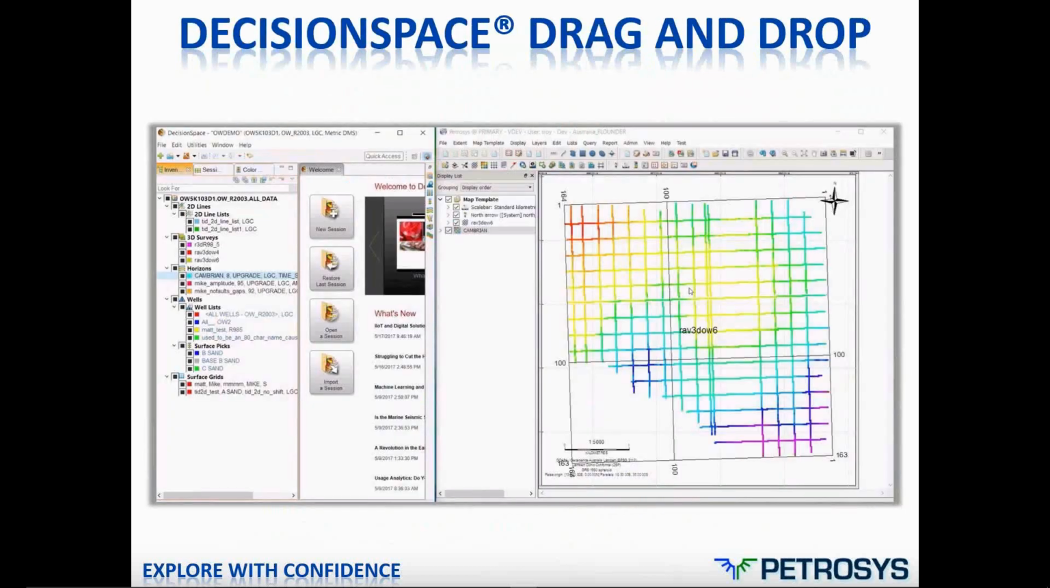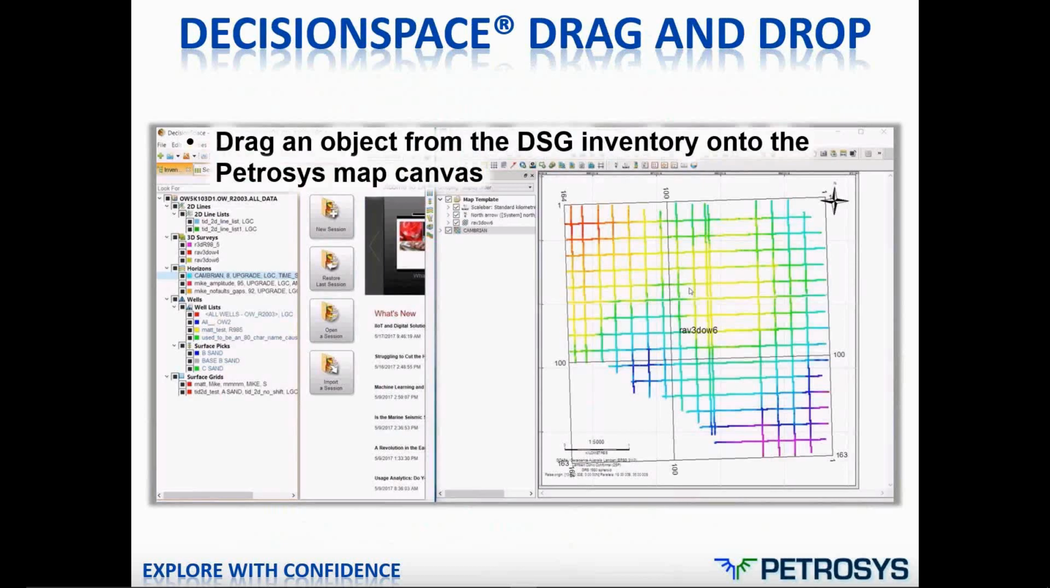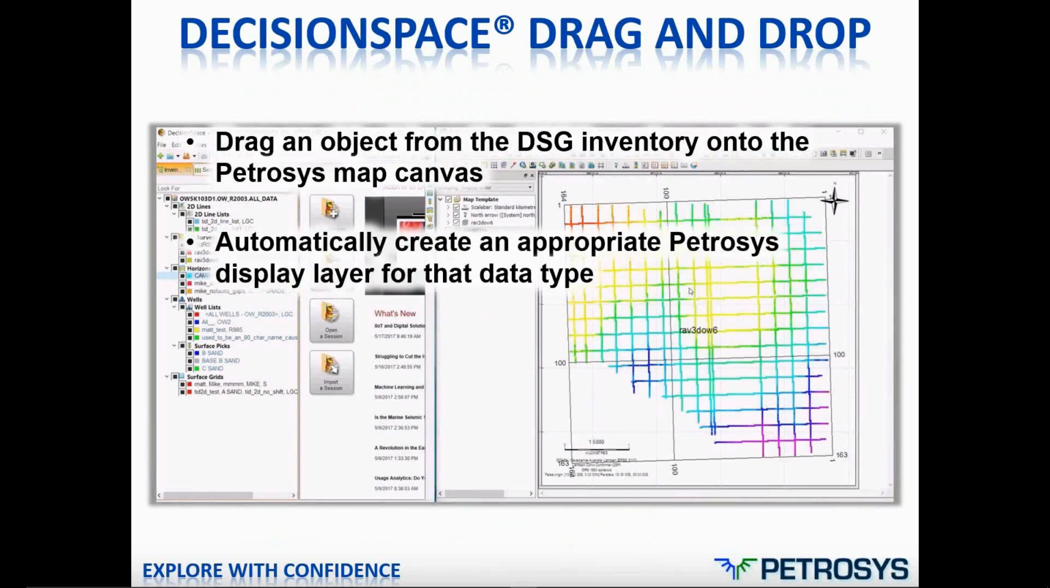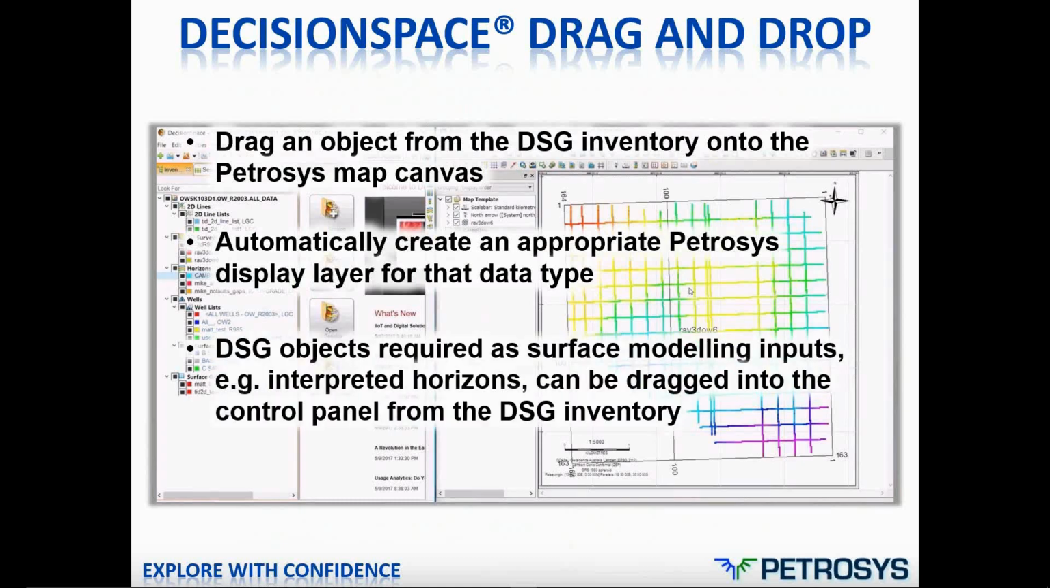I'm sure many of you will be interested in the new functionality to drag and drop from DECISIONSPACE. Unfortunately, I don't have it available on my computer, so we'll just quickly look at what this functionality includes. It gives users the ability to drag and drop an object from the DSG inventory onto the Petrosys map canvas. In mapping, this will automatically create a display layer for the data type. And in surface modelling, gridding inputs such as interpreted horizons or a 3D bin grid used to control the grid geometry can be dragged onto the gridding control panel.